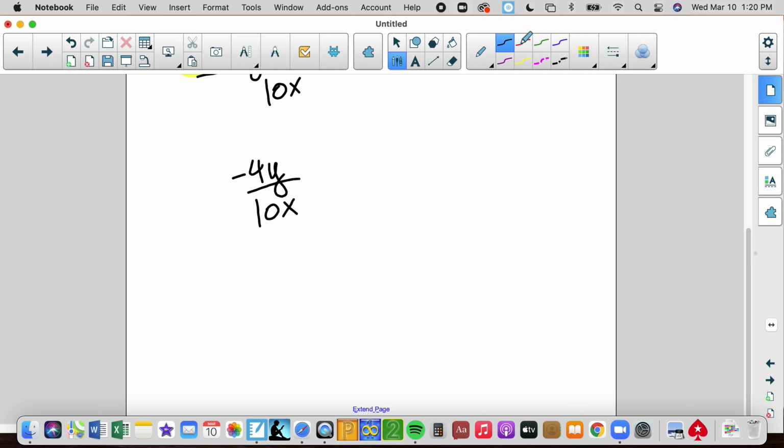We can again reduce this. 2 goes into negative 4 negative 2 times. 2 goes into 10 5 times. So we're left with negative 2y over 5x.